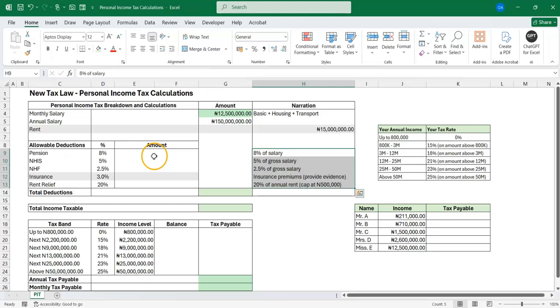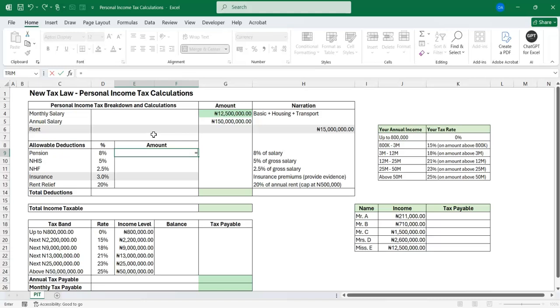I provided explanation. So for pension, it's going to be 8% of your annual salary, basic plus housing plus transport. So I want to calculate it to be this 8% times our annual income. Now I want to lock this. I'll just press F4 to lock cell G5 where we have the annual income, because I want to drag down. So I will click on this, and then 8% of 150 million is 12 million. So Mrs. E pays about 12 million in pension.